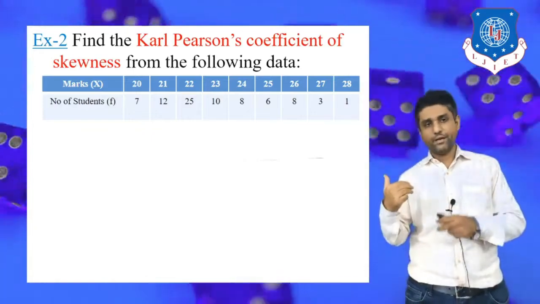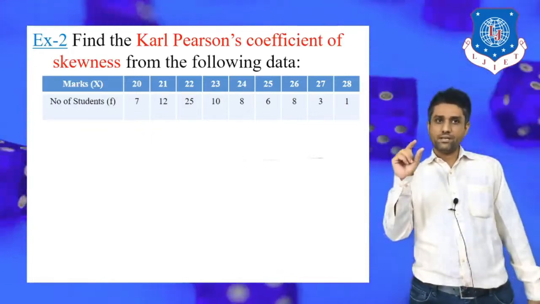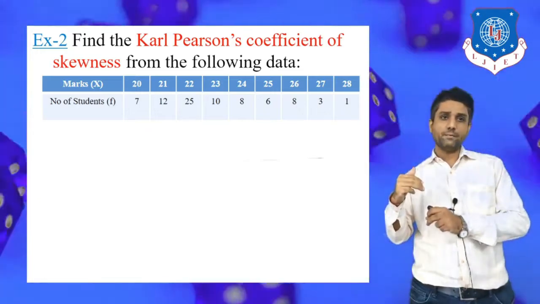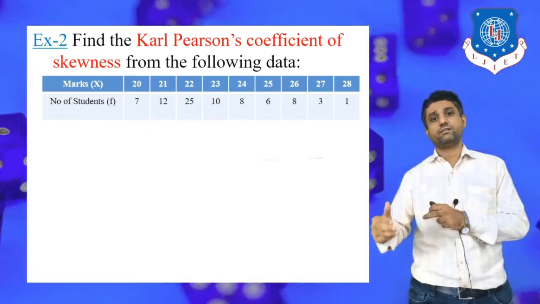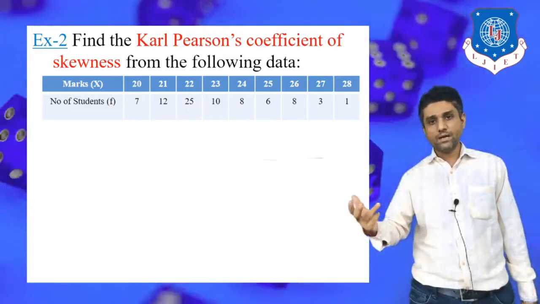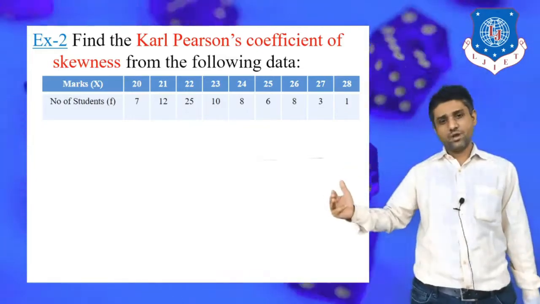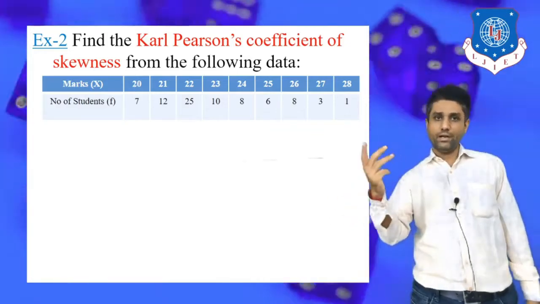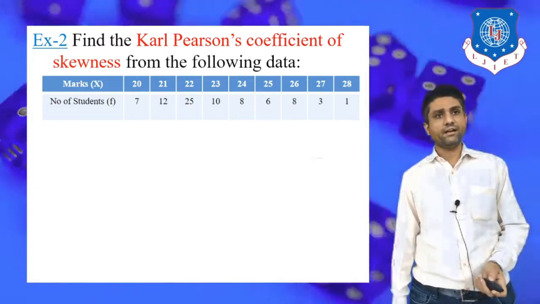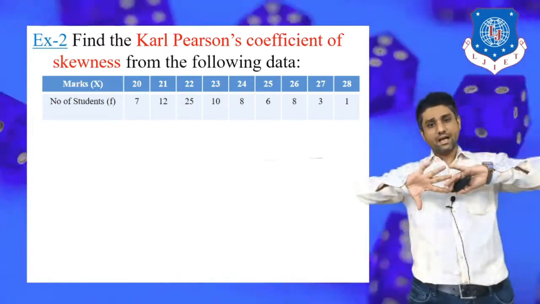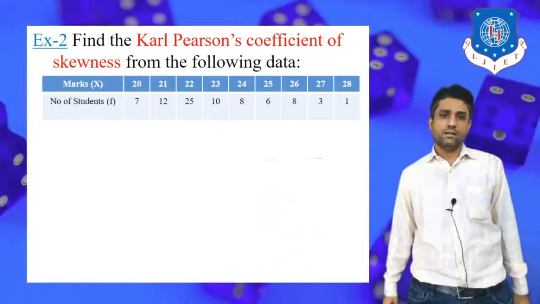Now how can we interpret it? Suppose the first one is 20. The first data represents how many students got 20 marks, so 7. How many students got 21 marks, so 12. And at the last, only one student got 28 marks. And we are interested in finding the coefficient of skewness, that is, how much the data is skewed in the distribution.